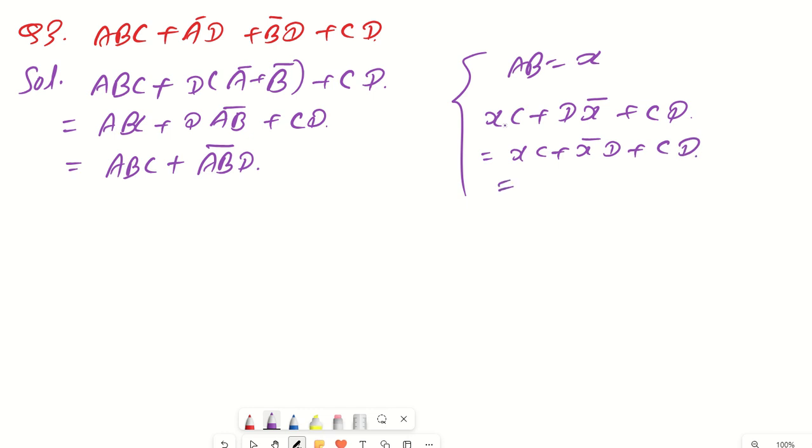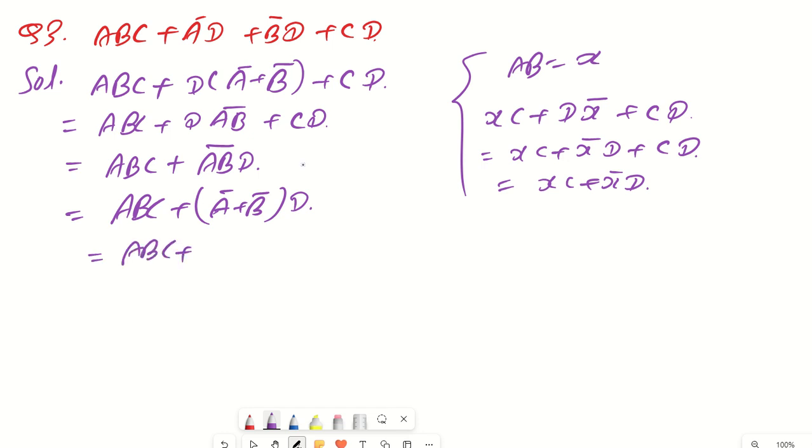So this CD can be considered as a redundant term, so it can be XC plus X bar D, and X is replaced by AB. Now at last, to match the answer, actually in the options it was given like that, so to match the answer, I will again go back. AB whole bar is A bar plus B bar, right? So in that case, ABC plus A bar plus B bar into D. That is De Morgan's law, right? So ABC plus A bar D plus B bar D. So this is my solution.